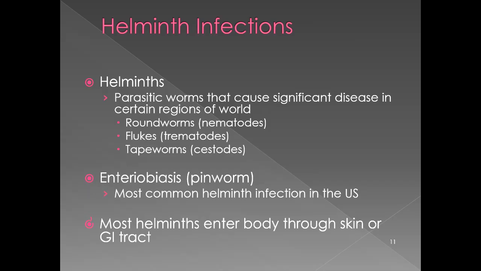The helminth infections. These are parasitic worms that cause significant disease in certain regions of the world. Roundworms are nematodes, flukes are trematodes, and tapeworms are cestodes. Enterobiasis, or pinworm, is the most common helminth infection in the U.S. So that's the one that we see most often.